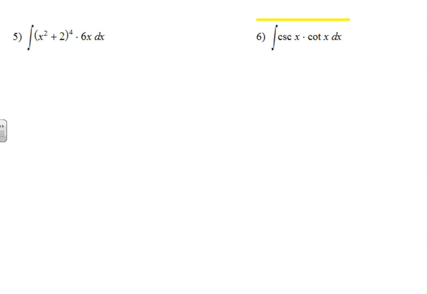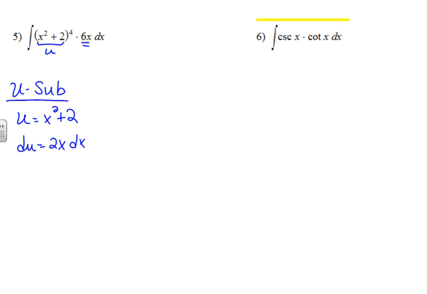Number 5, kind of similar to the last one. I see something raised to the fourth and I'm not really into expanding that. What if we tried a little bit of u sub? If we let the inside of this more difficult looking term or factor be u, would the derivative of this be something that we could work with? And I think so. So u sub, let u be x squared plus 2, then the derivative is 2x dx.